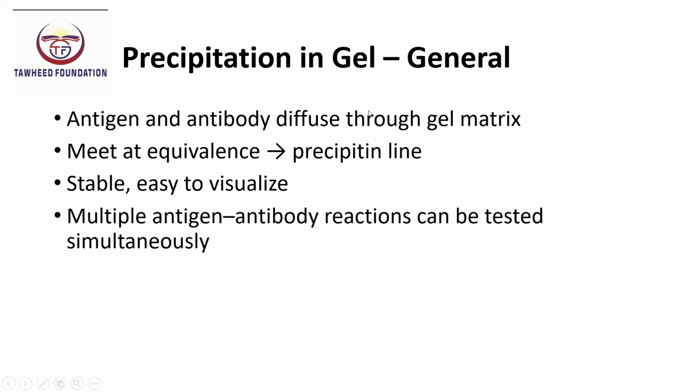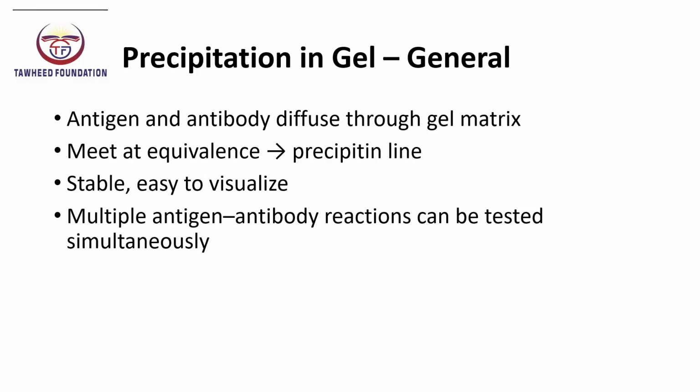Next is precipitation in gel: general. So in gel precipitation, also known as immunodiffusion, both antigen and antibody diffuse through a semi-solid medium such as agar or agarose. As they move through the gel, they eventually meet at a point where the concentration reaches the zone of equivalence and a visible precipitate line forms. This line remains stable and can be easily visualized, making the method reliable for qualitative and semi-quantitative analysis.